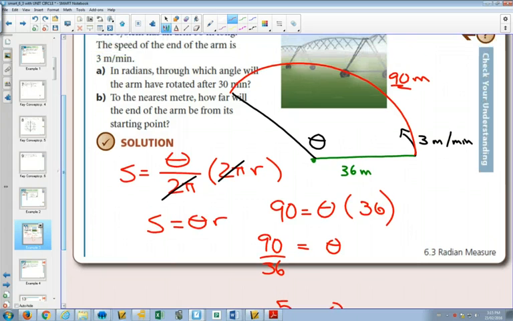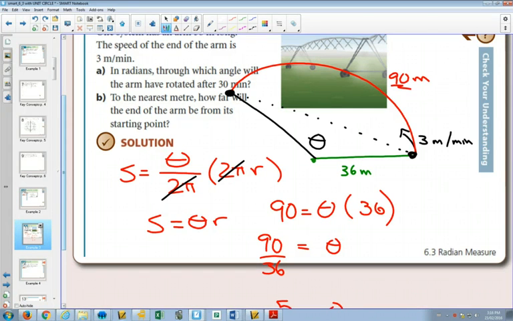Then, at this moment, how far will the end of the arm be? So this is where it is now, after 30 minutes, from its starting point. Where is its starting point? Right here. What are we trying to find? This distance.